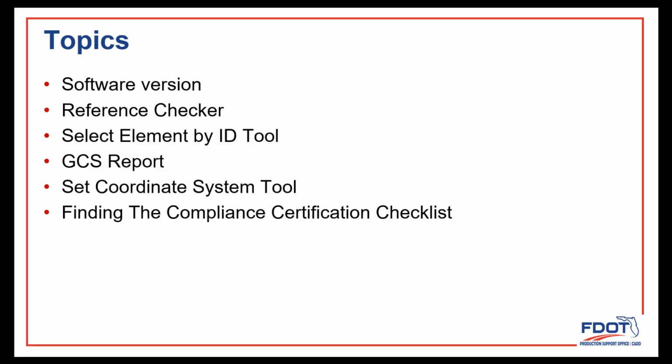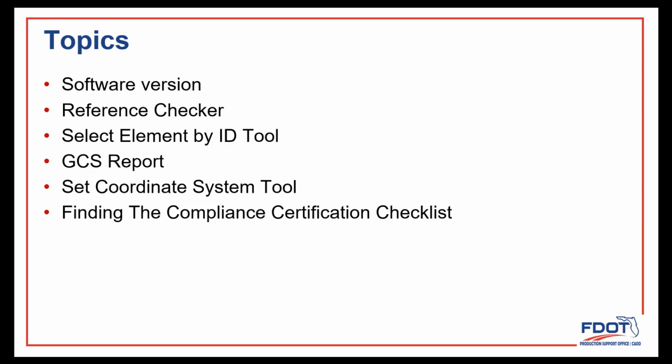As a recap, we went over how to check the website for the current software release, how to check your current installed version for comparison. We went over the reference checker and how to fix issues with references, how to find missing line styles using the Find Element tool, and where to place the custom line styles and fonts in the project.